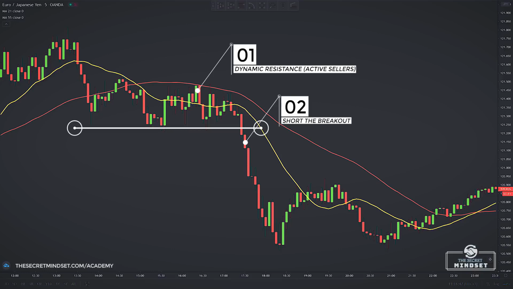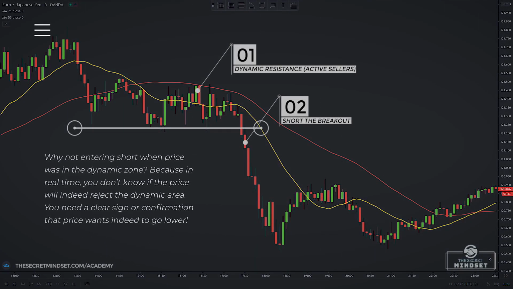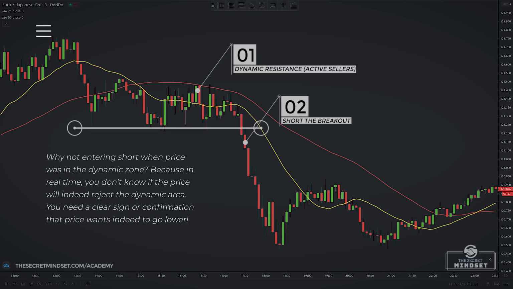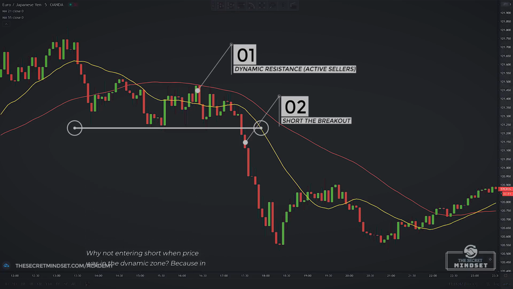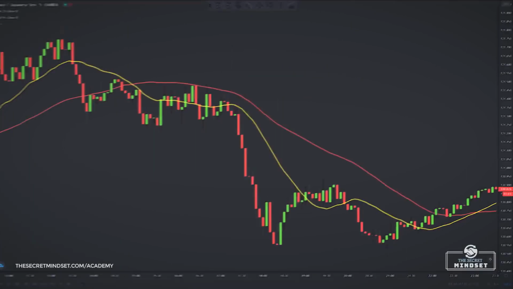You might ask, why do we have to wait for a breakout? Why not enter short when the price was in the contraction zone? Well, because in real time, we don't know if the price will indeed reject the dynamic area. It might push through the zone and go the other way. We need a clear sign or confirmation that price wants indeed to go lower. So don't try to gamble and enter earlier without breakout confirmation, because that's not the point of this strategy.